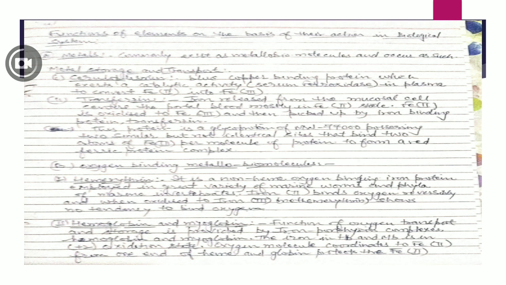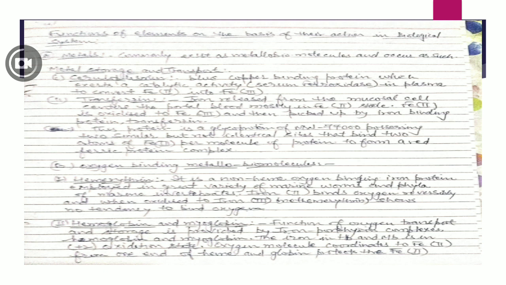First is hemerythrin. It is a non-heme oxygen binding iron protein. Non-heme means the heme protein as in hemoglobin is not present in this biomolecule, and this protein is employed in a great variety of marine worms and phyla. It means the marine invertebrates. In marine invertebrates, hemerythrin is present as oxygen carrier.